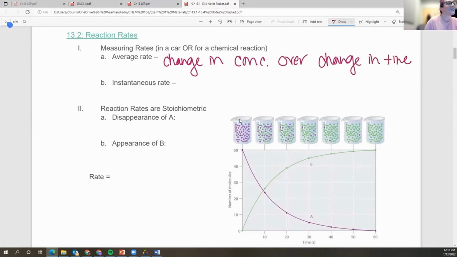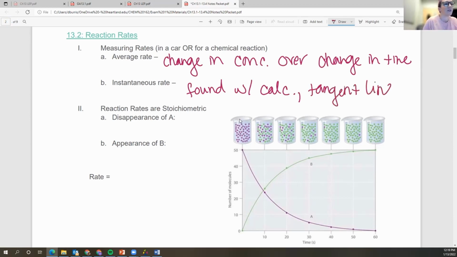Okay, whereas the instantaneous rate is really found using calculus, right? It has to do with the tangent line at a specific instant. You look at tangent lines. Now, I'm not going to make you guys do the calculus, but you should be able to draw a tangent line to tell me what the instantaneous rate would be.